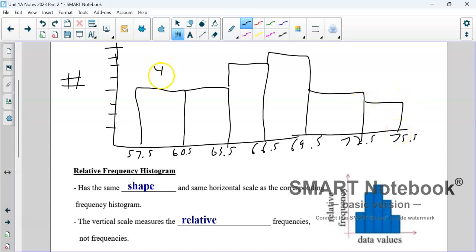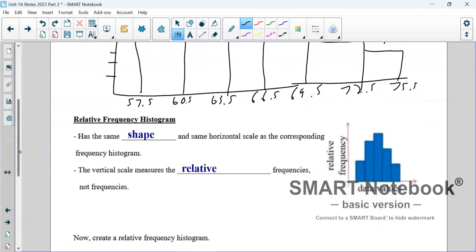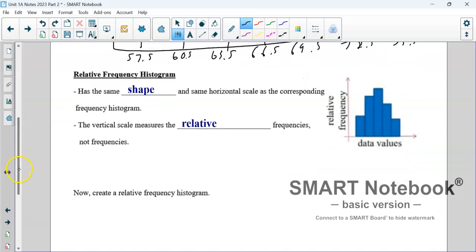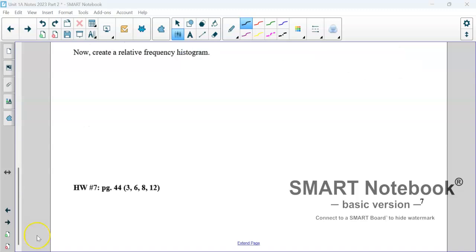I suggest it's not a bad idea to do this, just for your readers who are looking at your data, just kind of go, oh, I know exactly where that is. Especially if you're not using a ruler and going straight across, because it may not always be perfect when you're just doing it by eye. So that helps kind of clean that up. All right? Then, the relative frequency histogram has the same shape and same horizontal scale as the corresponding frequency histogram. Okay? The vertical scale measures the relative frequencies. So now you would do it with the relative frequency instead of the actual numbers that we just had.